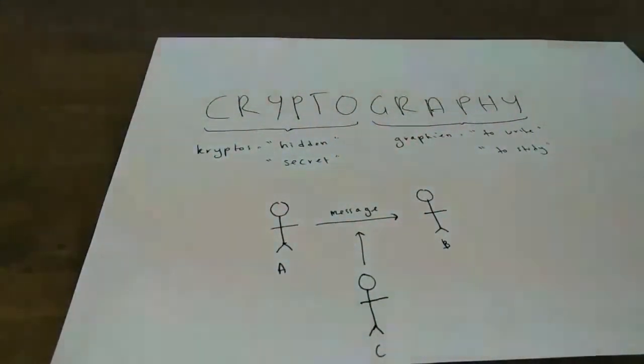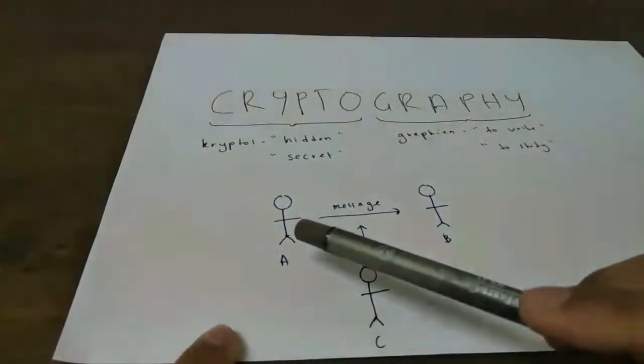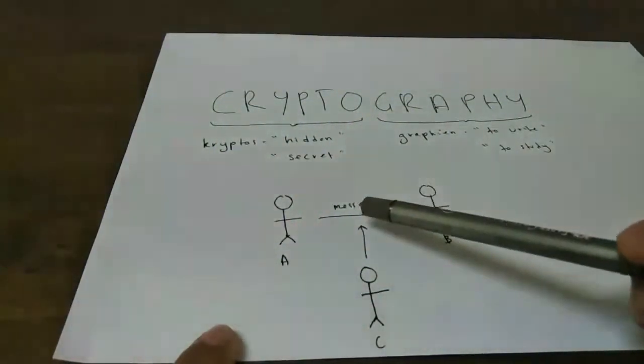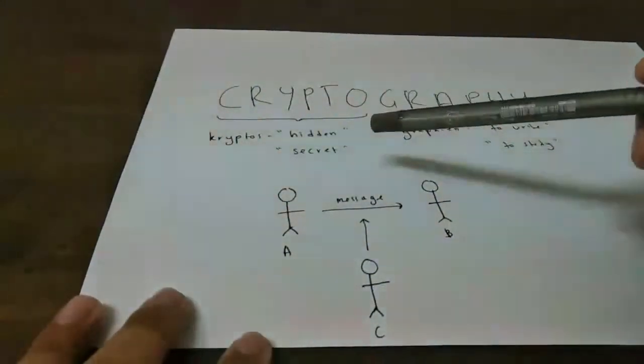You might be wondering why we need cryptography. So I just want to briefly explain the process of encryption and decryption, so you will see the reason why we need encryption and decryption. So here we will see three people, A, B, and C. Let's say A and B want to exchange a message, but they don't want C to know the content.